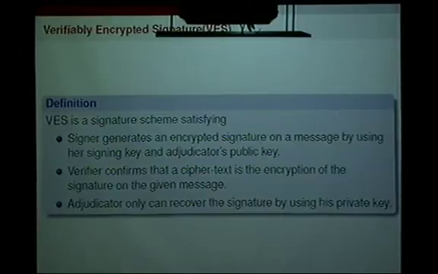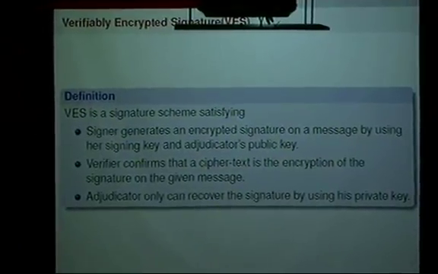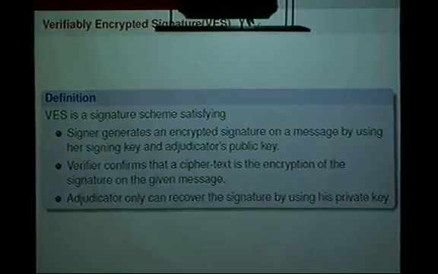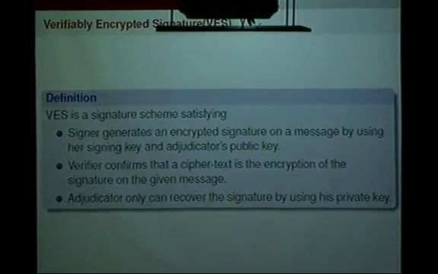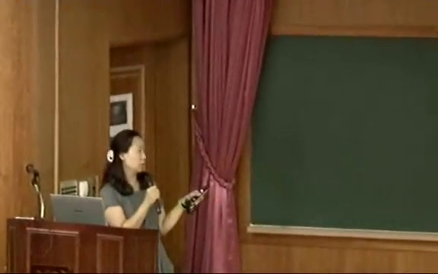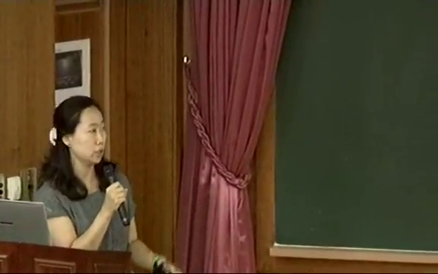So I will introduce the verifiably encrypted signature. We simply call it VES. VES is composed of entities A, B, and T. A is a signer, B is a verifier, and T is an adjudicator. The definition of VES is a signature scheme satisfying the following properties. The signer generates the signature, the verifier confirms the VES, and T can only recover the signature by using the private key.